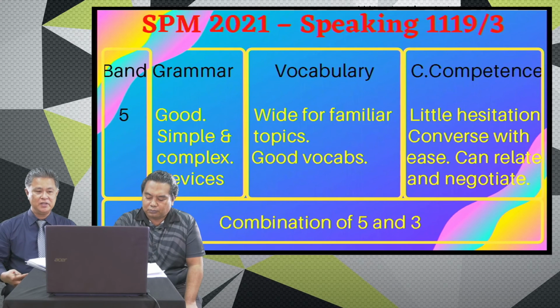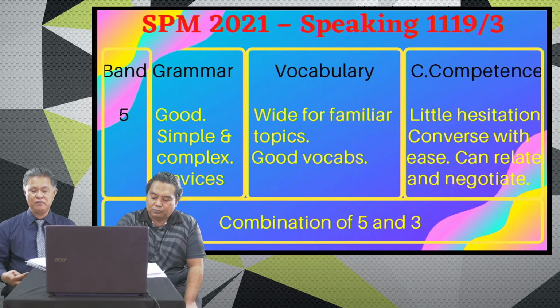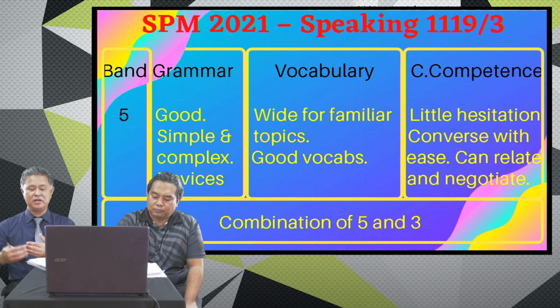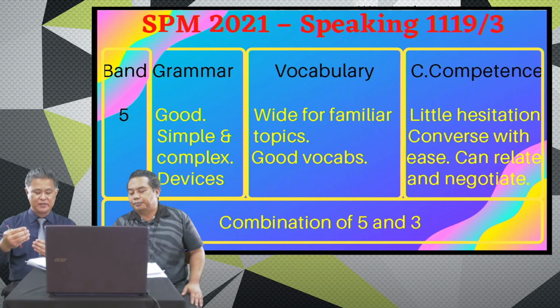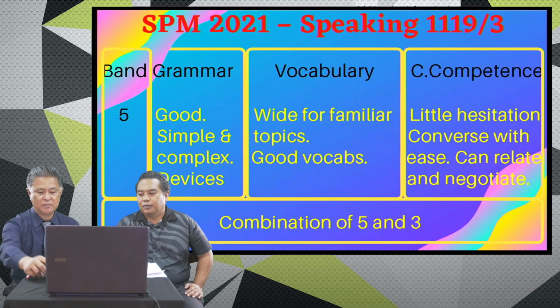Now going to band 4. Again, band 4 is the intermediate, a mixture of band 5 and band 3. Now we look at band 3.